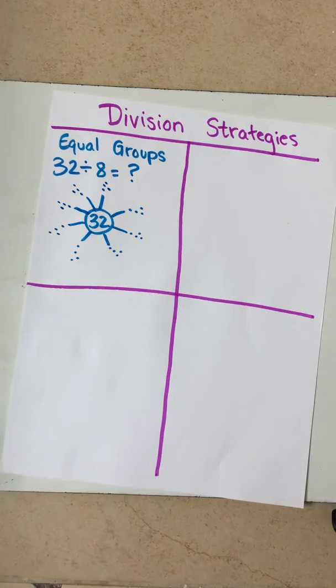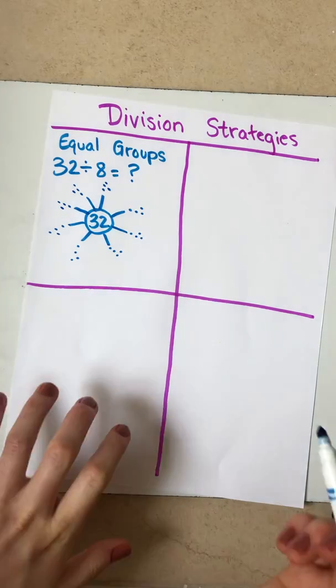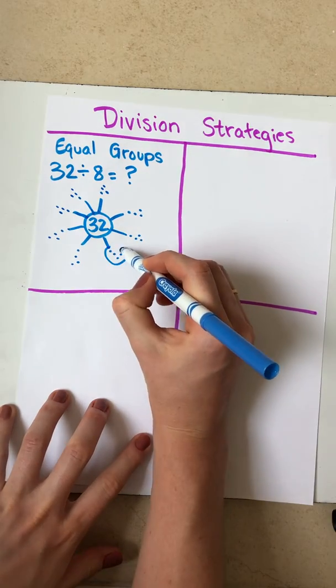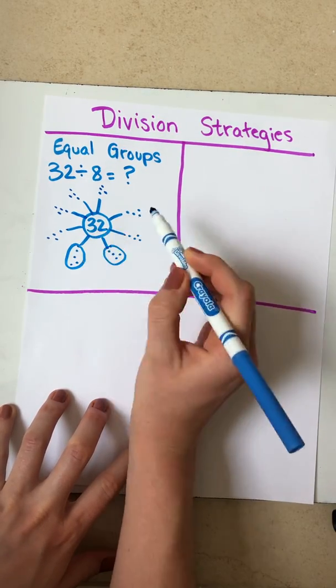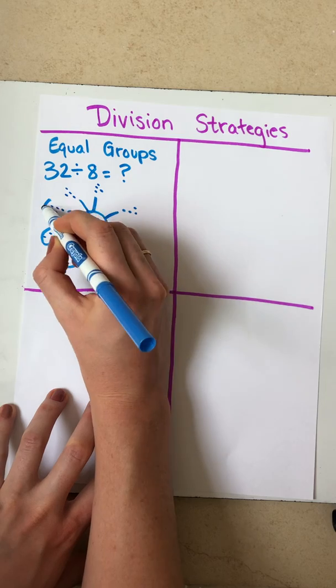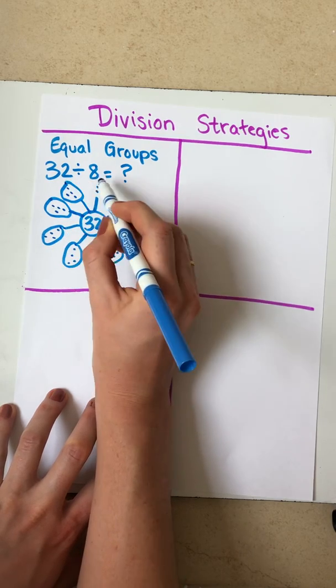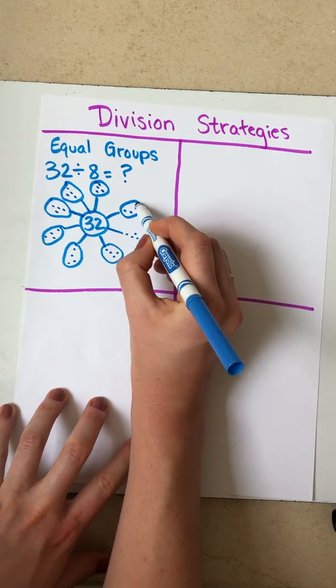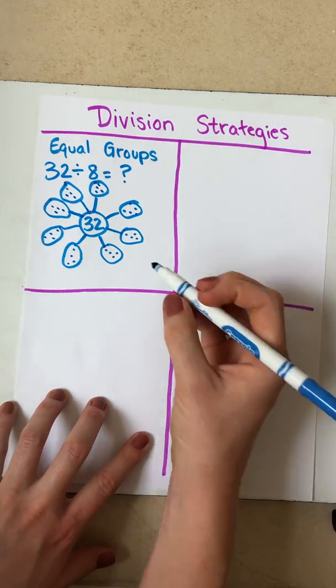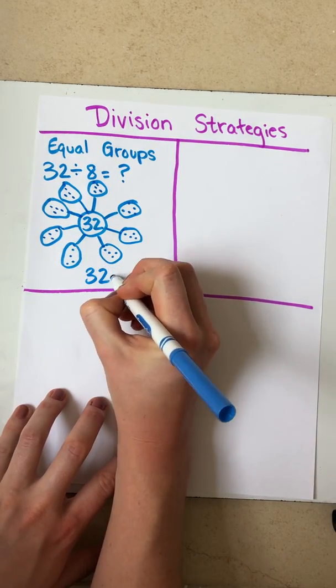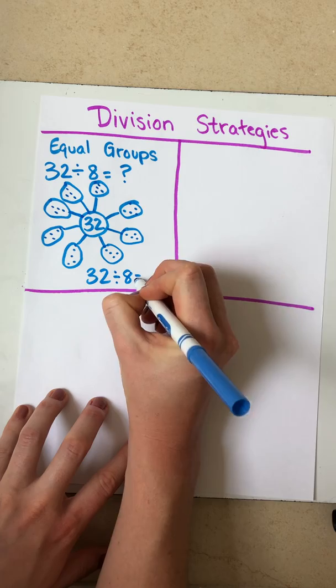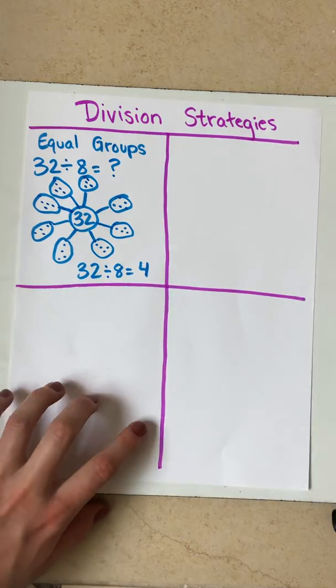So I used up all of the 32, and then I'm looking to make sure that the groups are even. So checking, it looks like there's 4 in this group, 4 in this group, 4 in this group, 4 in this group, 4 in this group, 4 in this group, 4 in this group, and 4 in this group, which means 32 divided by 8 equals 4.